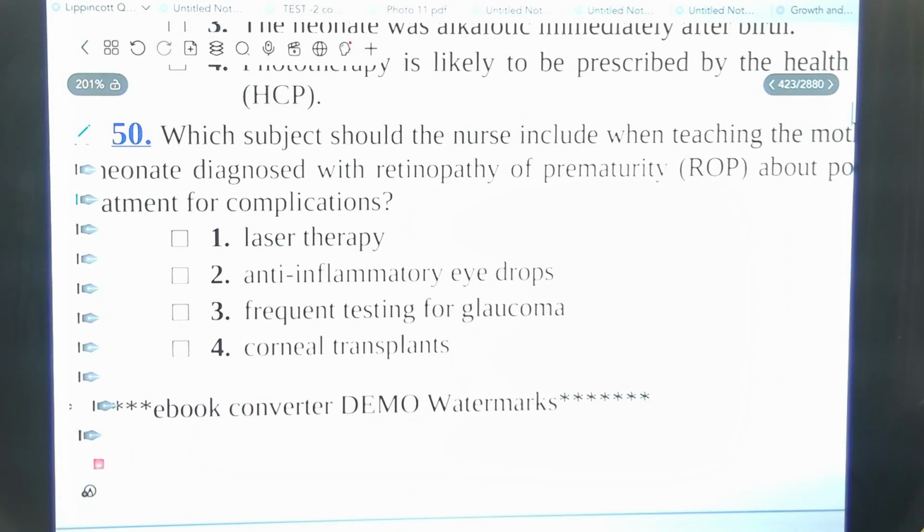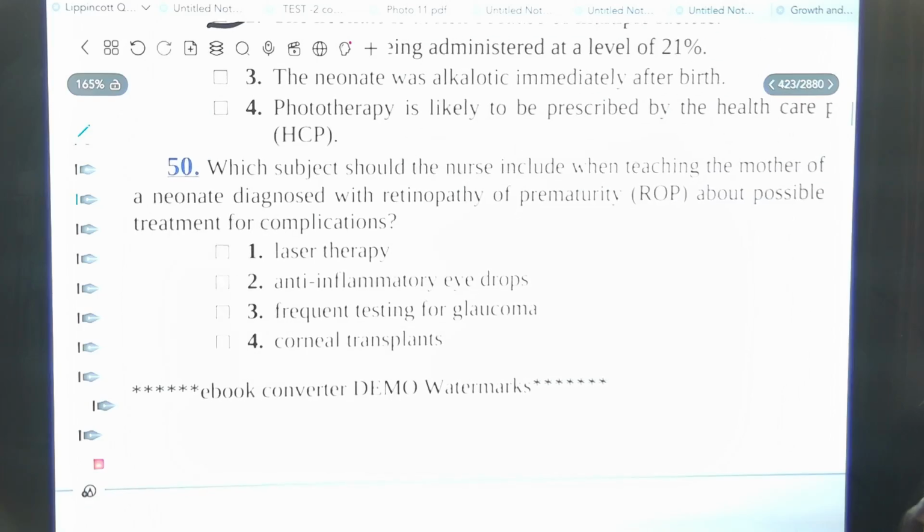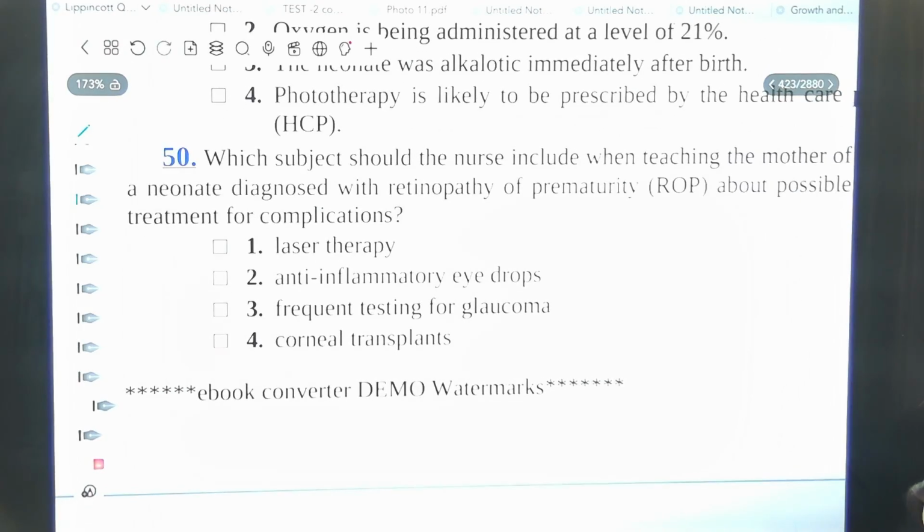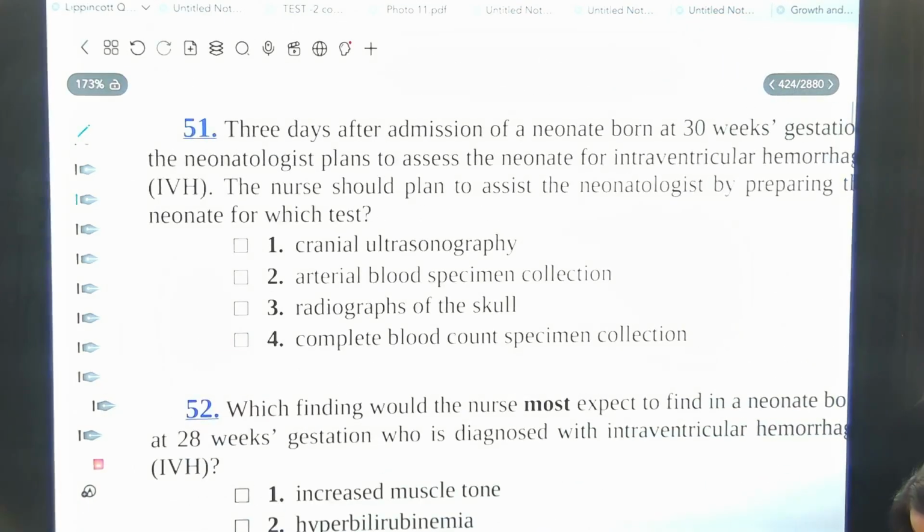Next question 50. Which subject should the nurse include when teaching the mother of a neonate diagnosed with retinopathy of prematurity about possible treatment and complication? So what is the possible and best treatment in retinopathy of prematurity? That is laser therapy.